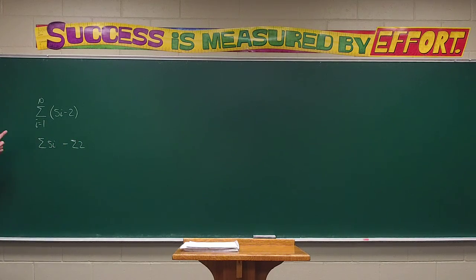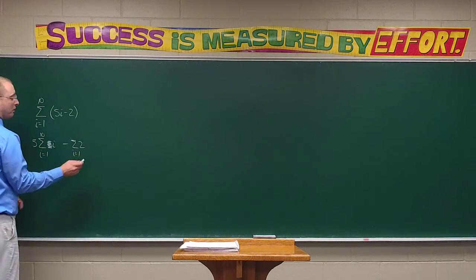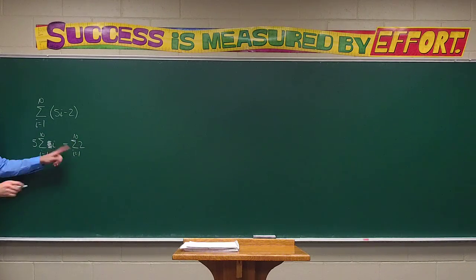But we could even split it up more, Michael. Yes. 5 times the series of i minus the series of 2. In each case, of course, from 1 to 10. The lower bound 1, the upper bound 10. We like lower bounds of 1. Makes it really easy. And remember, for a series of i, without having the opportunity to go back and look it up on the formula page, what's the formula, anyone?